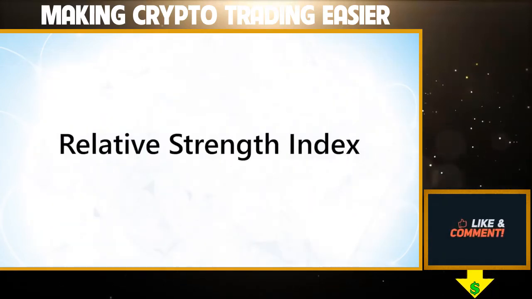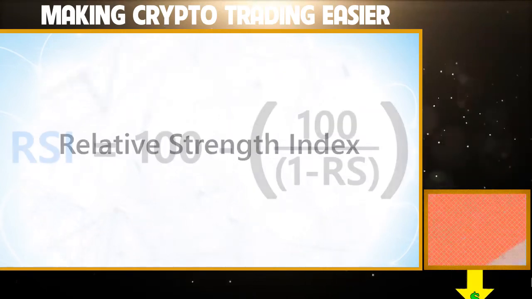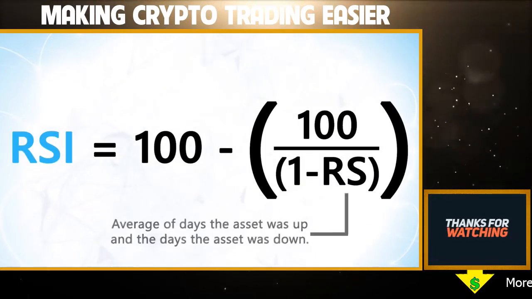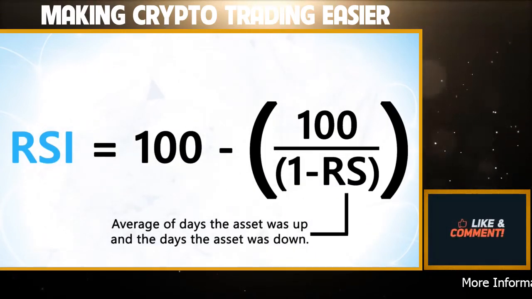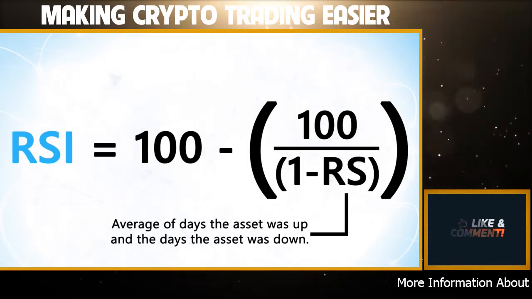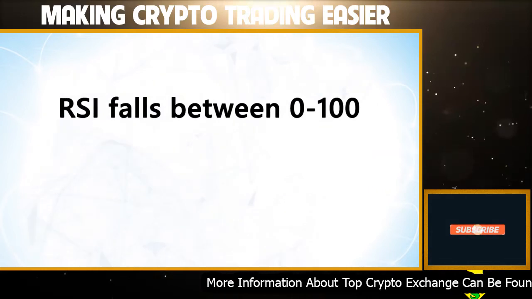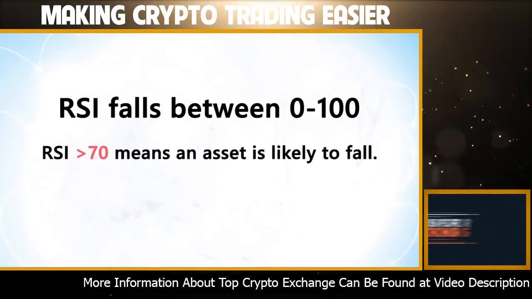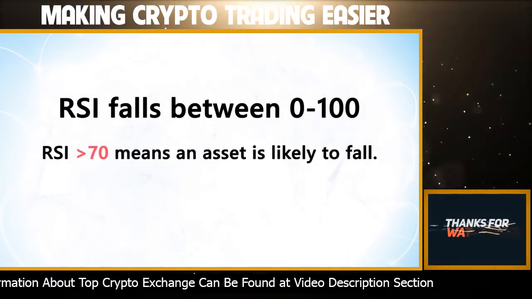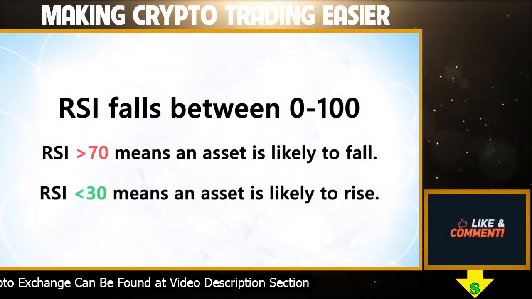Relative Strength Index measures price movement by comparing the current price to past performance. It boils down to a ratio between the average of days the asset was up and the average of days it was down. Luckily, almost any exchange and trading tool will calculate this for you. RSI ranges from 0 to 100, and RSI over 70 tends to indicate that an asset has been oversold and will likely go down, while the inverse is true for an RSI below 30.